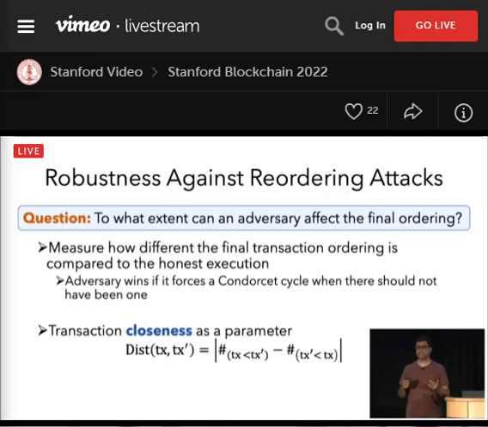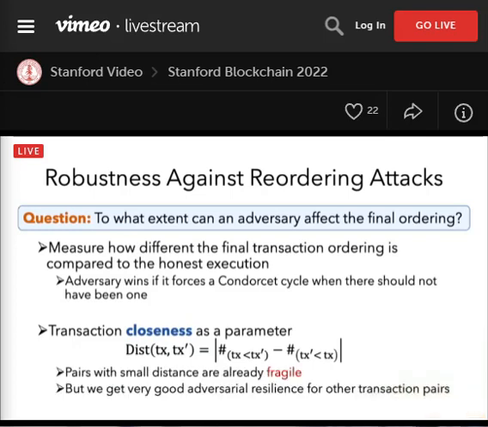We found that if we define transaction closeness, or the distance between transactions, as the absolute difference between how many nodes receive transaction 1 before 2 and how many nodes receive transaction 2 before 1, then you can expect pairs with a small distance to be so-called fragile because they can be easily affected even by small variations in network delay. So you expect that your protocol would not be so good at handling these pairs. But it turns out that we get very good resilience for other transaction pairs, and we get a sharp drop in how much the adversary can affect transactions as the distance between transactions increases.